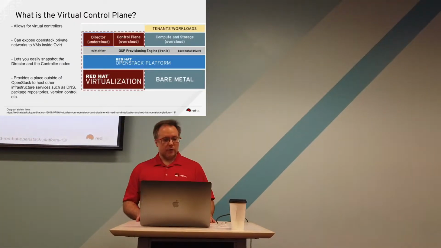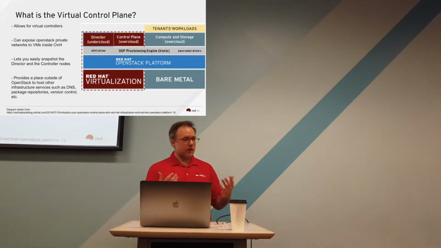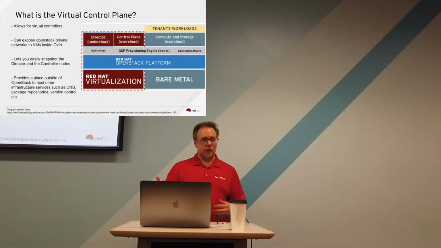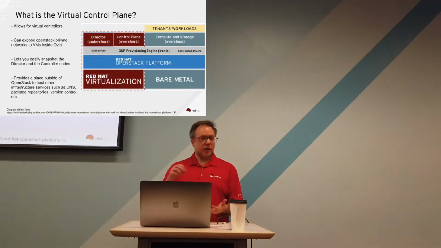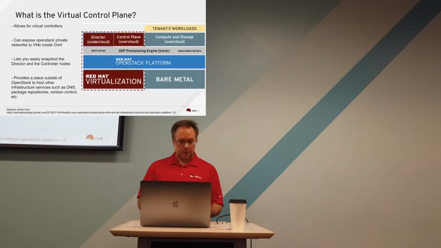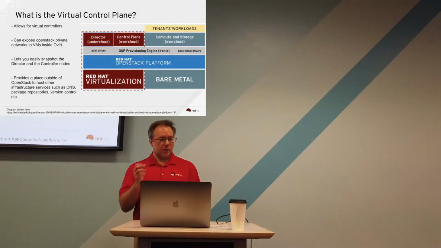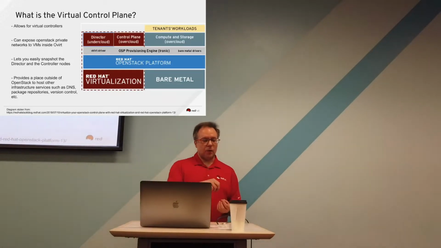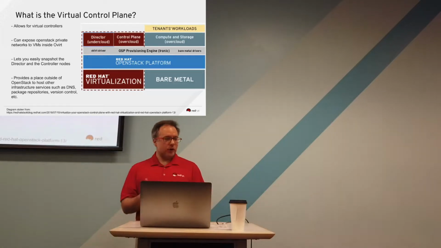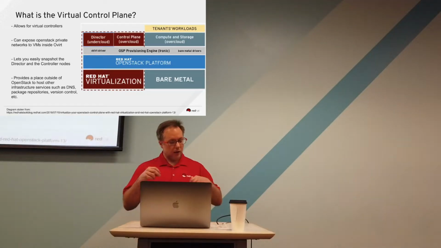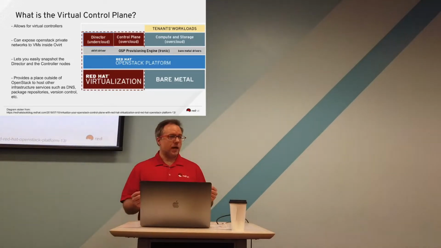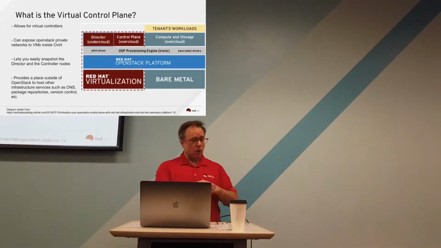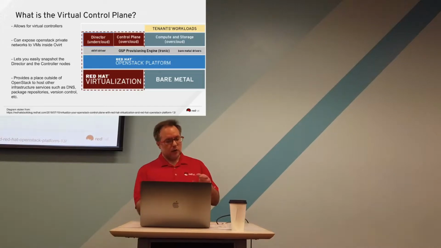So what is the virtual control plane? It's basically a way for us to take the controllers and put them on top of Rev, along with your director, and maybe anything else that might be complementary to your stack. It can expose the OpenStack private networks to VMs inside of oVirt, which lets you do cool little tricks. Like, for instance, if you do perhaps a very minimal deploy of OpenStack, where you just have one flat network, this will let you jam little things in there, like say a repository.